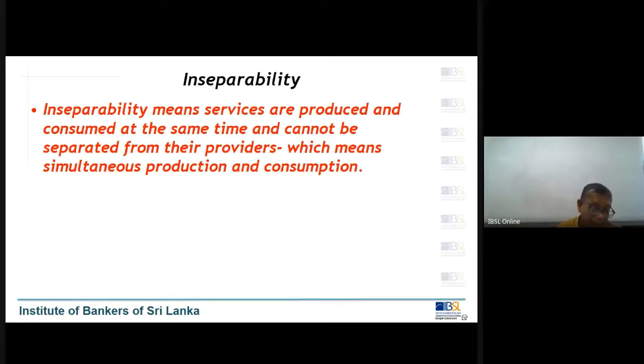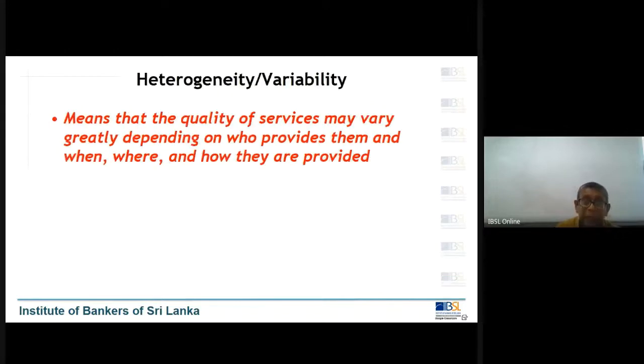Right? Okay. Now we move into the third specific characteristic of a service. That is what you call heterogeneity, or sometimes we call variability. It means that the quality of services may vary greatly depending on who provides them and when, where, and how they are provided. Simple, isn't it?